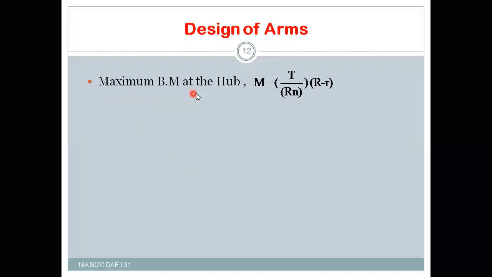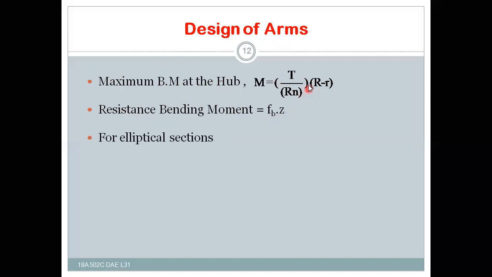So the maximum bending moment at the hub, capital M, is equal to T by Rn into (R minus r). For this maximum bending moment, there should be a resisting moment, that is fb into Z, and these are to be equated with each other. That means this is the resisting moment and this is the maximum bending moment, and these two must be in equilibrium to avoid failure of the arms.